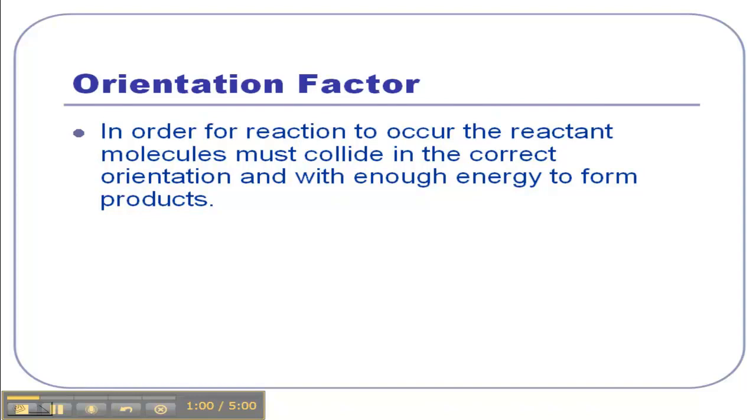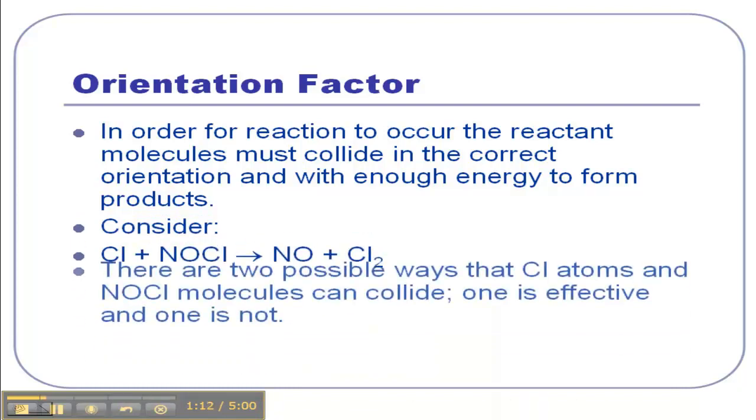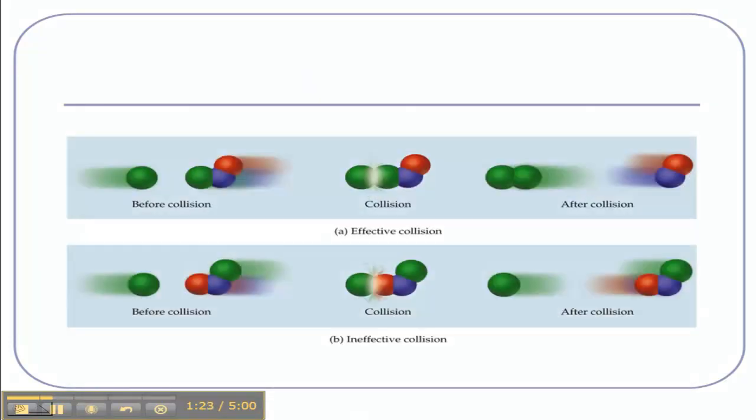In order for the reaction to occur, the reactant molecules have to collide in the correct orientation, and they have to have enough energy to form their products. So if we consider this equation here, there are two possible ways that the chlorine atoms and the NOCl molecules can collide. One is effective and one is not. So this picture that I'm going to show you is in your textbook. So the green, that's your Cl. So we have our NOCl molecule here with the red, green, and blue. So an effective collision is when the two chlorine atoms hit, forming that Cl2 molecule and the NO molecule.